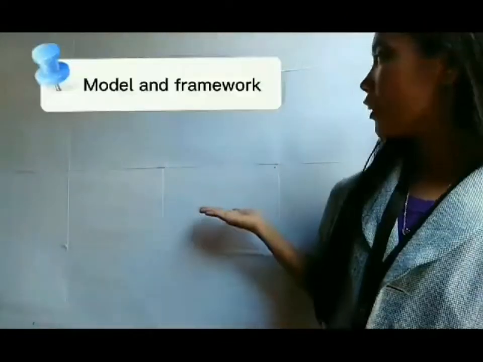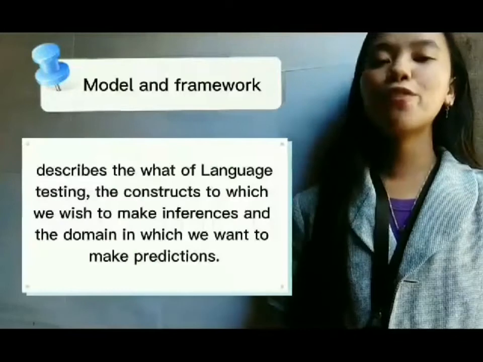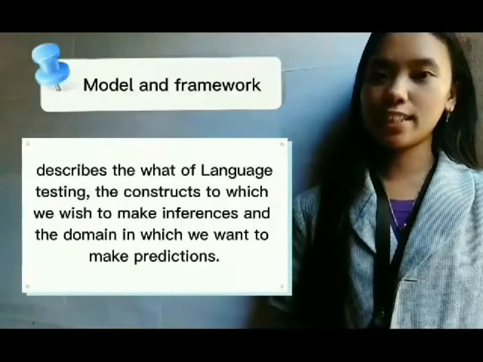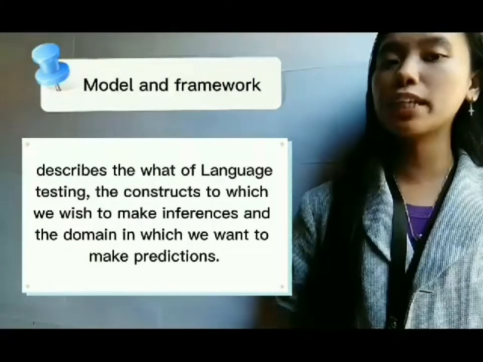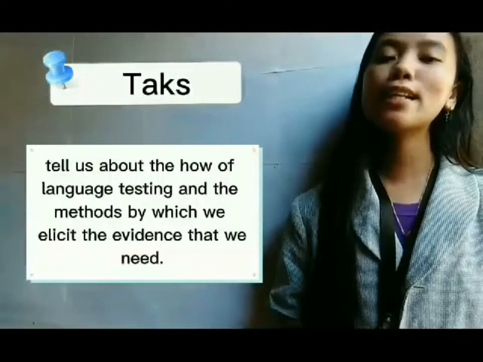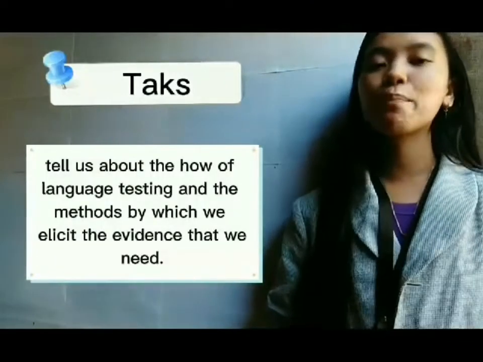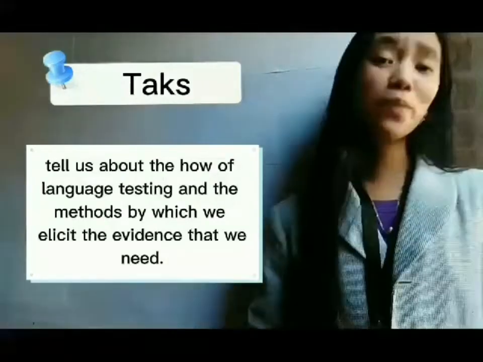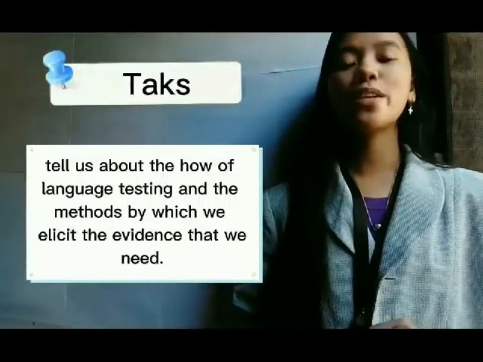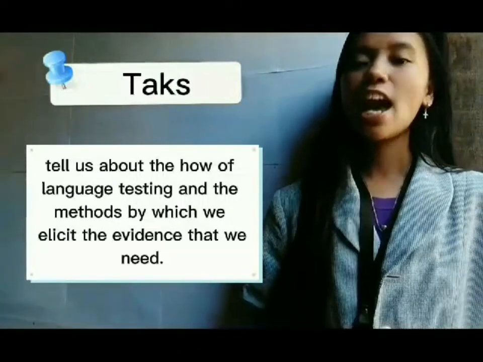Now, let's go to the introduction of scoring language test and assessment. Model and framework. The model and framework describe the what of language testing, the construct to which we wish to make inferences, and the domain in which we want to make predictions. Task. The tasks tell us about the how of language testing and the methods by which we elicit the evidence that we need. Scoring is the link between the evidence we elicit from the task on the one hand and the construct and the domain on the other.